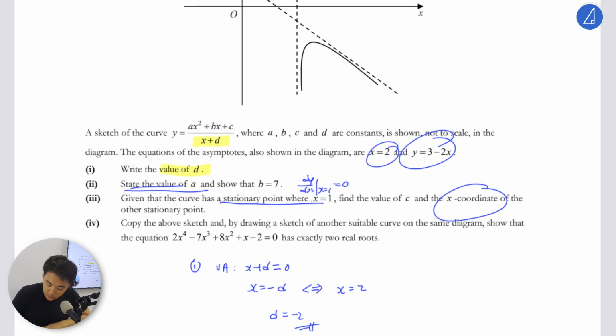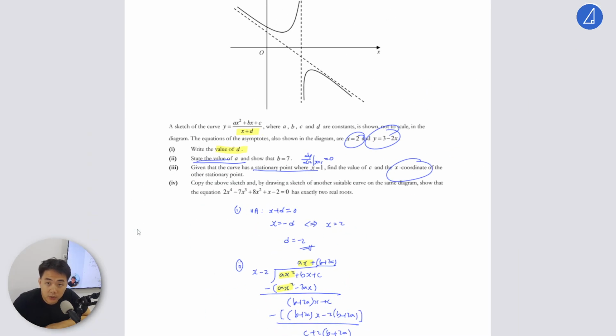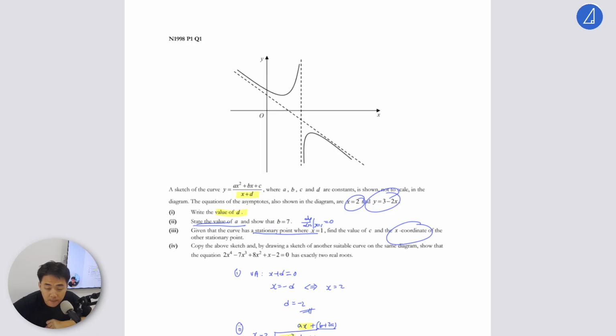The next part should be copy the above sketch, and by drawing another suitable curve on the same diagram, show that this equation has exactly 2 roots. Now, I think the first thing is to just use a GC, then sketch it. I would always suggest students to just put it into the GC and verify that your answer is correct before you move on. Okay, so just use a GC.